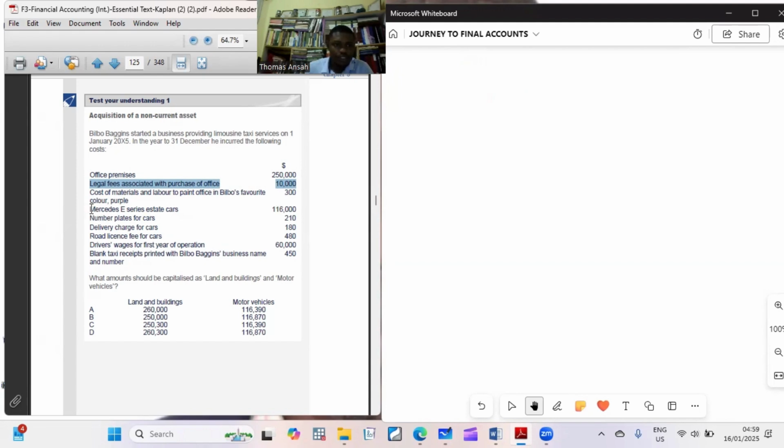Now, Mercedes E-Series estate cars. So you have this, and you have number plate 210, delivery charges 180, road license fee for the car. Then you have driver's wages for the first year of operation. Then you have blank taxi receipt printed with Bibo's business name for 450. Now it asks what amount should be capitalized in land and building and motor vehicle.